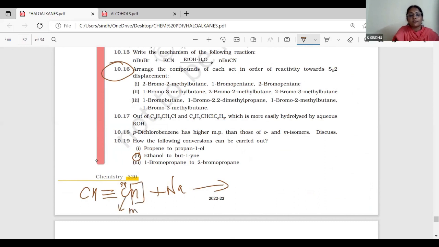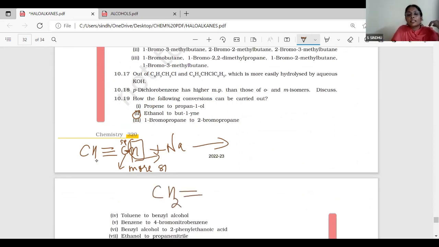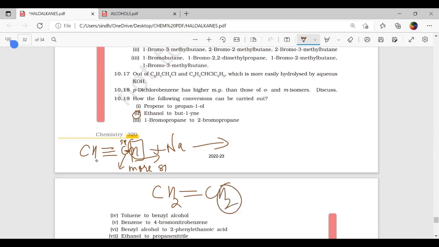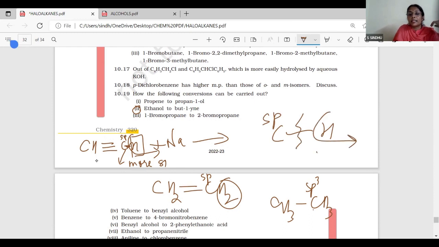This carbon being more electronegative compared to sp2 or sp3 carbon, the CH bond is more polar. So C is more polar, so H is an acidic hydrogen. For a C triple bond H, it's highly acidic compared to CH2 double bond CH2. This hydrogen is less acidic because it's an sp2 carbon. And CH3, this is an sp3 carbon to which hydrogen is bonded, so less electronegative. So more electronegative sp, more acidic hydrogen.